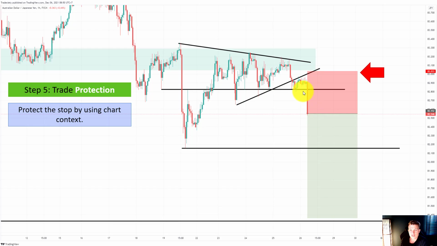And first of all, stops go first, as always. Here's our entry. We want to make sure our stop loss is definitely above this support level. We also want to make sure our stop loss is above the previous high, so it's above this range. And this allows us to protect the stop loss very effectively and nicely.